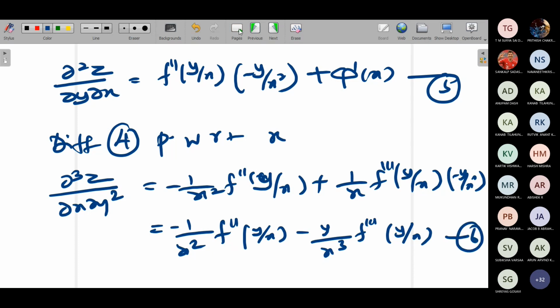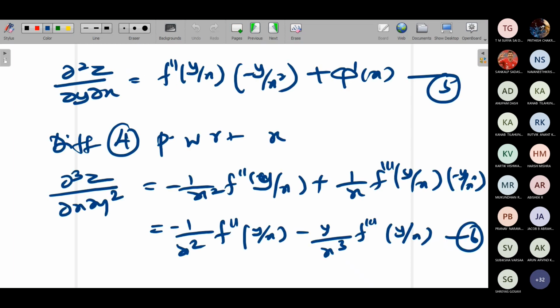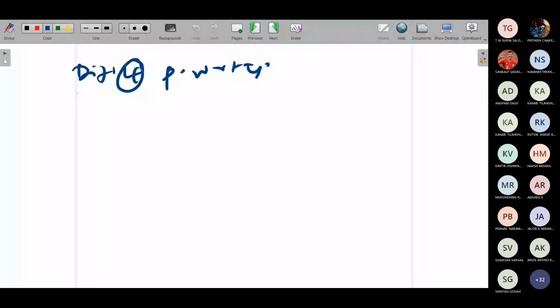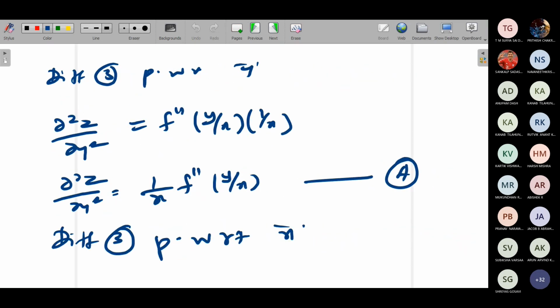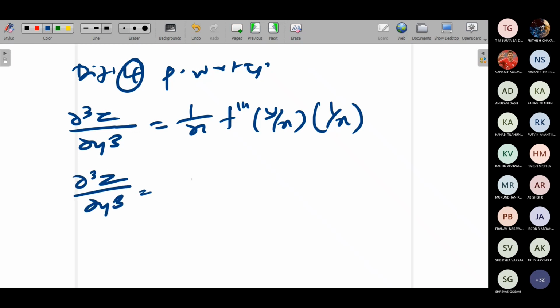Differentiate 4 partially with respect to y. When I do it with respect to y, what will I get? ∂³z by ∂y³ is equal to, I'm doing it with respect to y, so I'll get 1 by x into f triple dash of y by x, into 1 by x. So I'll get ∂³z by ∂y³ as 1 by x square into f triple dash of y by x. I think the job will get done by this, not beyond this, equation 7.